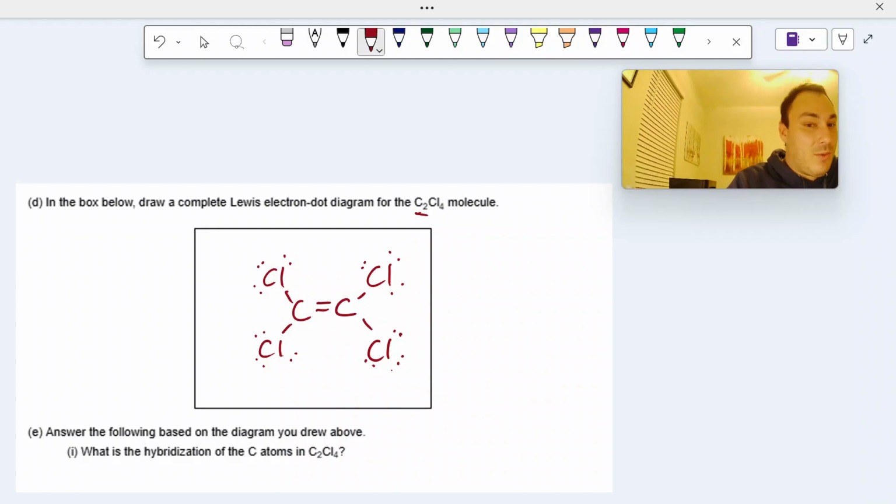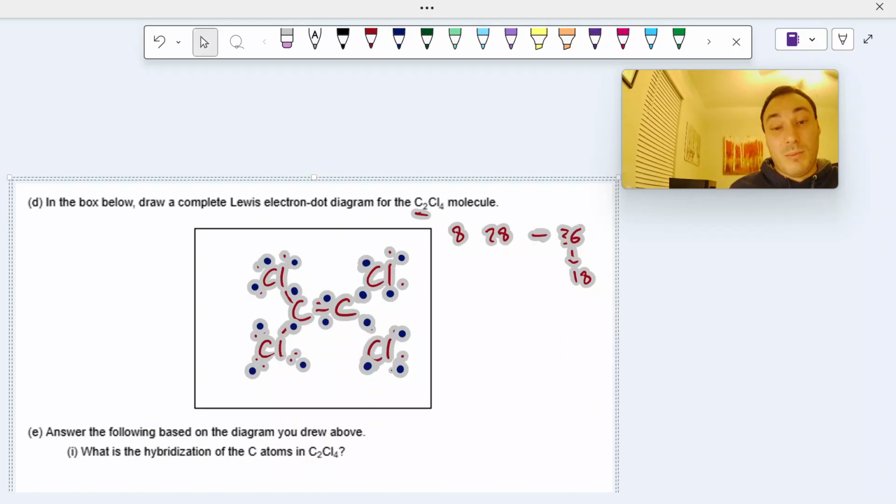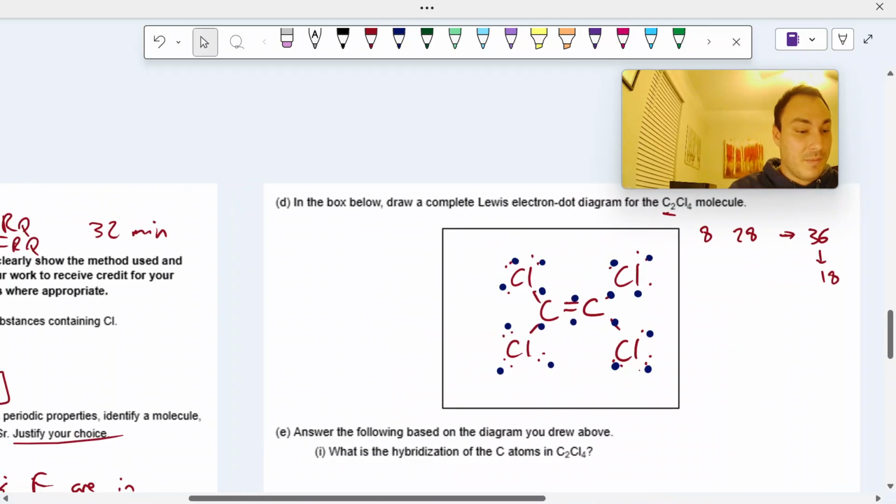Let's count up the electrons. Why not? All right, 4 plus 4 is 8. Chlorine is 7. 7 times 4 is 28. 8 plus 28 is 36. 36 divided by 2 is 18. 18 pairs. 1, 2, 3, 4, 5, 6, 7, 8, 9, 10, 11, 12, 13, 14, 15, 16, 17, 18. Perfect. Everyone's happy. We've put in all the electrons we need to put in.